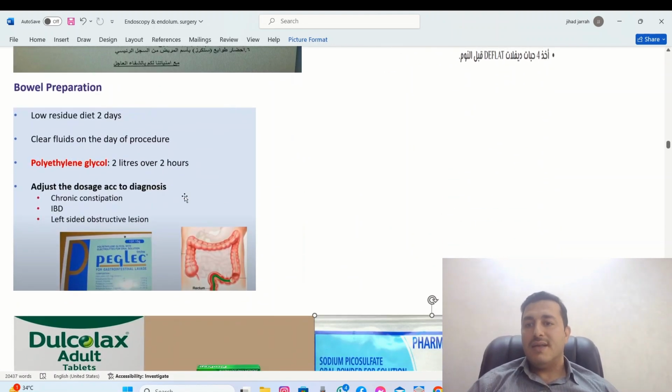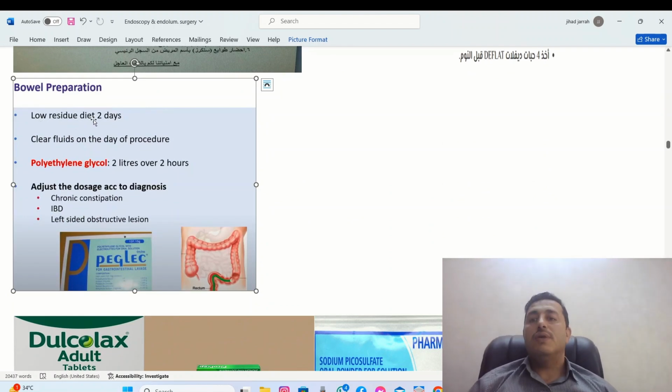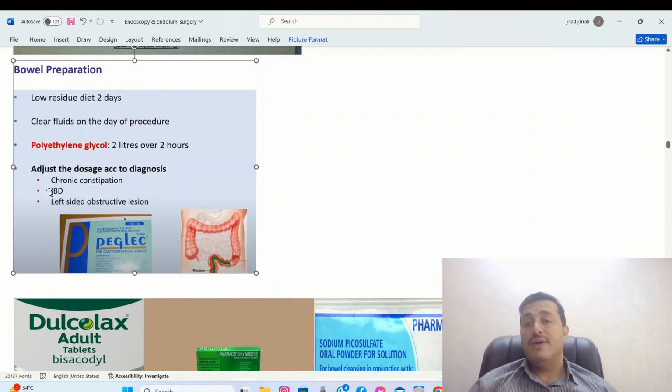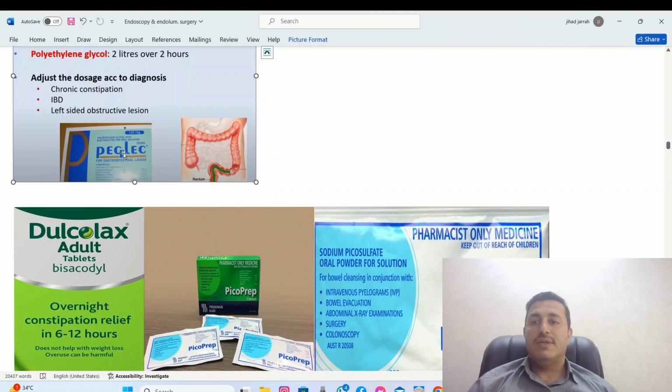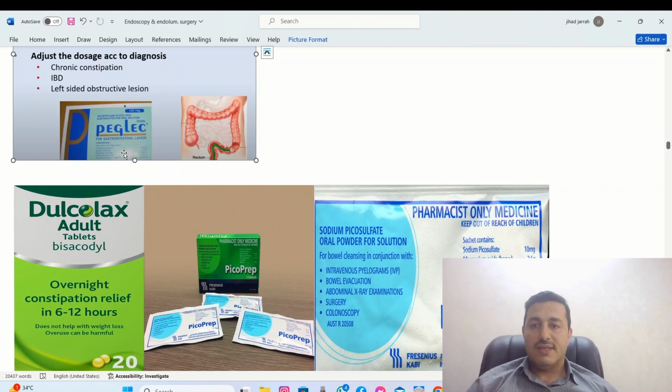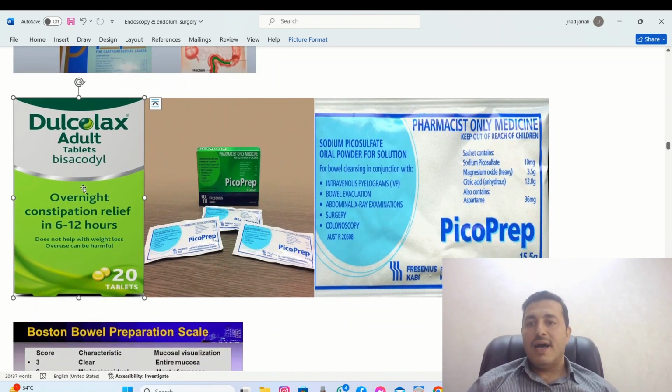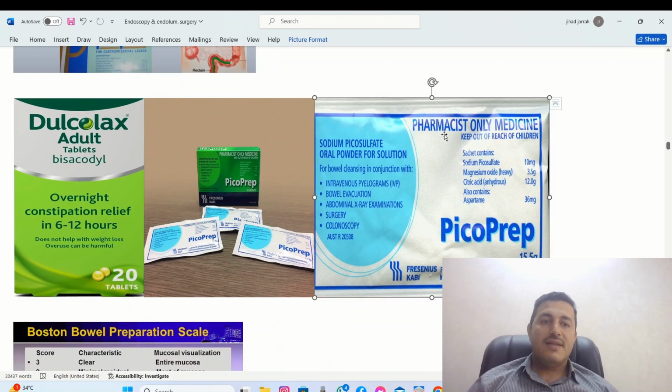This is again another regimen: bowel preparation with a low residual diet 2 days before the procedure, clear fluid on the day of the procedure, and polyethylene glycol, low volume 2 liters over 2 hours. The dosage is adjusted if the patient has chronic constipation, inflammatory bowel disease, or a left-sided obstructive lesion. This is the Dulcolax, this is Picolax, which we talked about, and this is the Pico Prep.